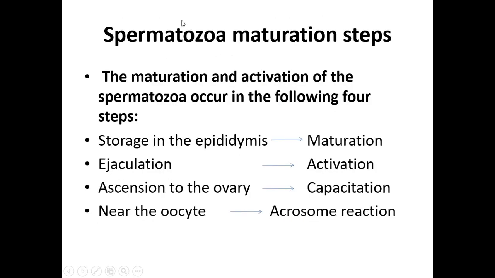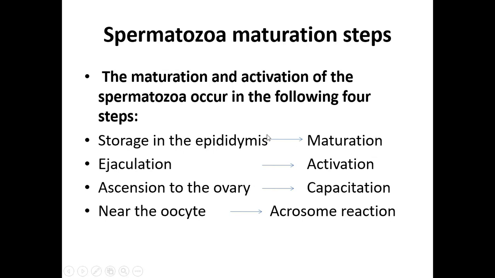Okay, finally let's talk about spermatozoa maturation steps. How maturation of spermatozoa happens, we discussed a little bit. It's again spermatocytogenesis and spermiogenesis. But actually spermiogenesis is not the final maturation. So it has further maturation steps. It's when sperm cells are stored in the epididymis that the final maturation takes place.